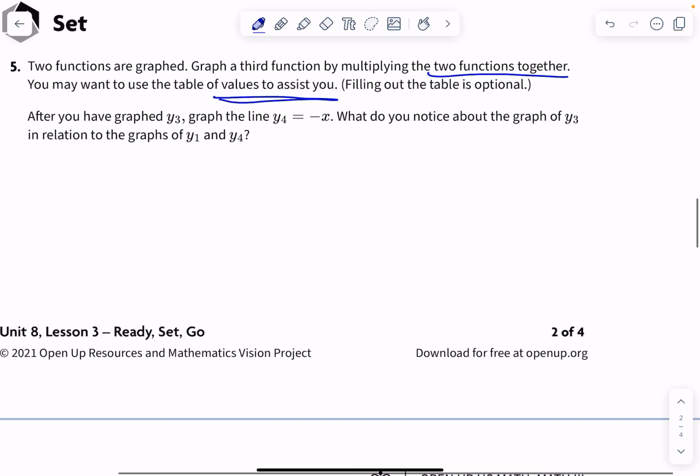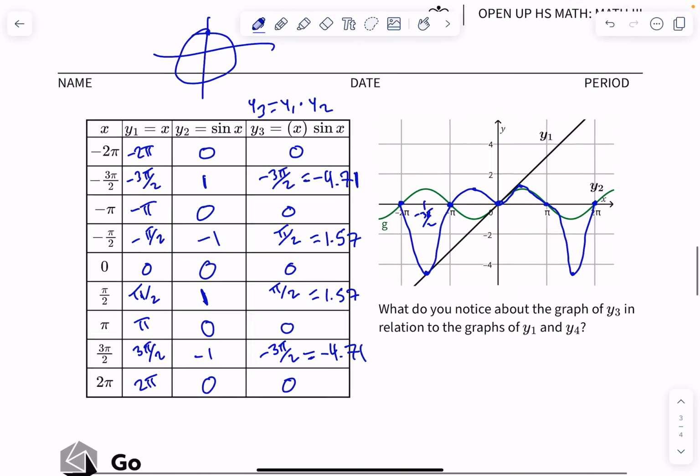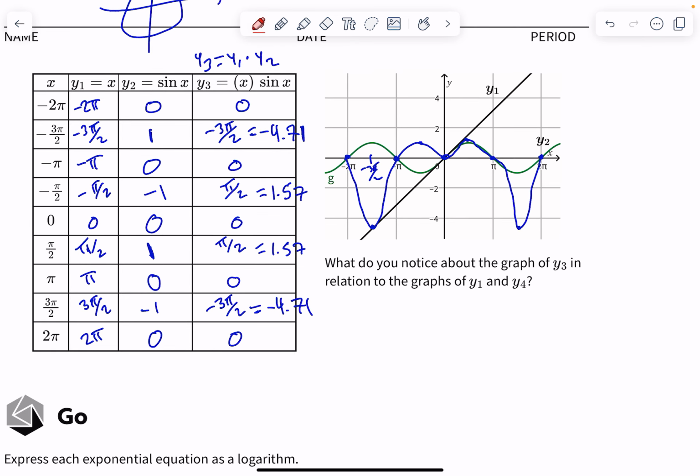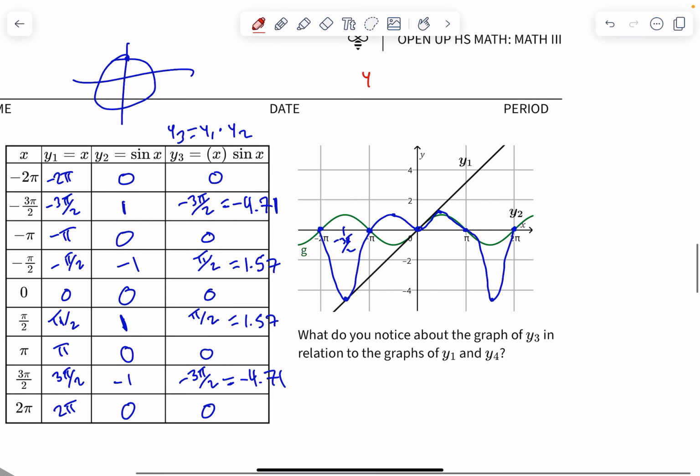After you graph y3, you graph the line y4 equals negative x. I'm going to use a different color for that. So y4 is negative x. That means that my slope has to be 1, and my coordinate units here are not the best. So I'm going to struggle a little bit graphing this. I don't know why they gave us something like this.